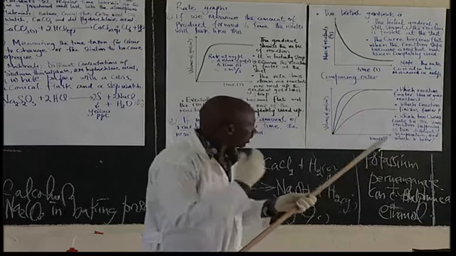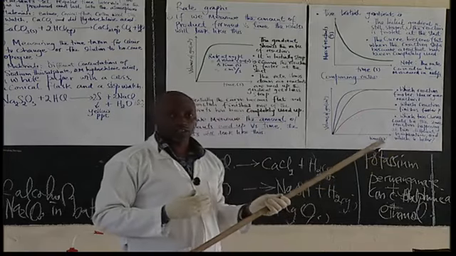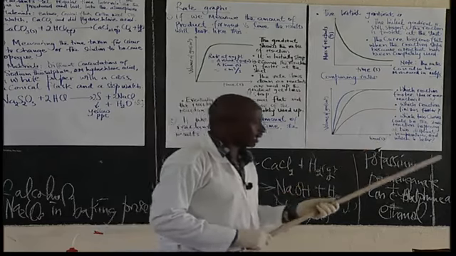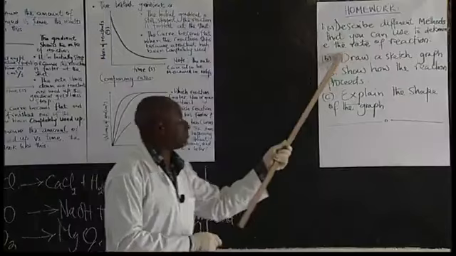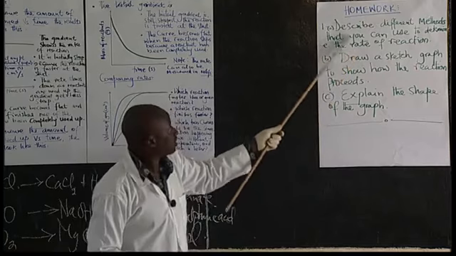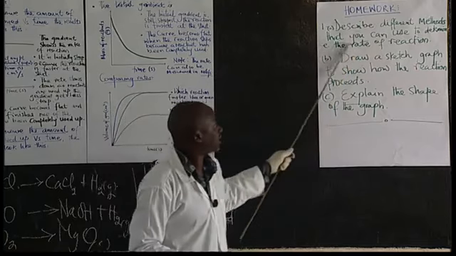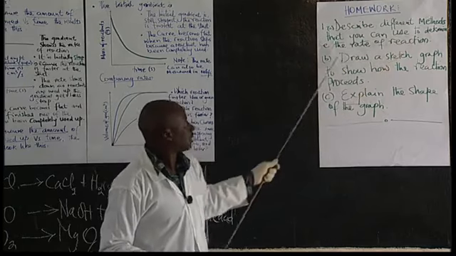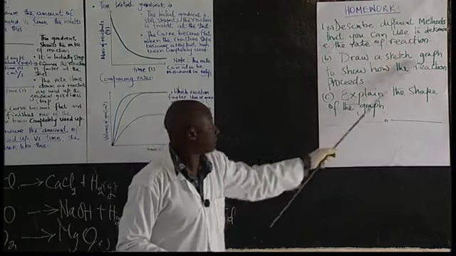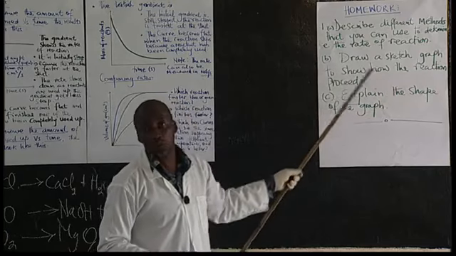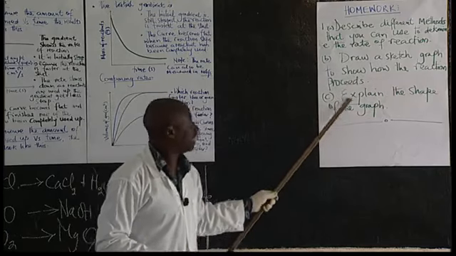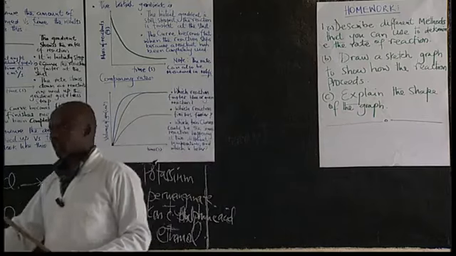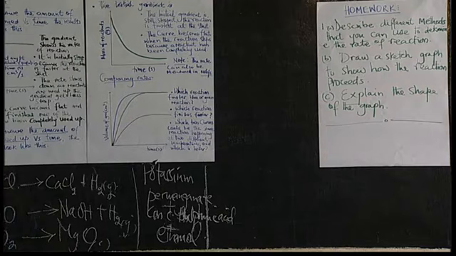I hope this is what we were supposed to look at today. But before I leave, I would want you to look at a simple homework that I've left with you, which is: describe different methods that you can use to determine the rate of reaction. Draw a sketch graph to show how the reaction proceeds. Explain the shape of the graph. At each point, you explain what happens depending on the shape.